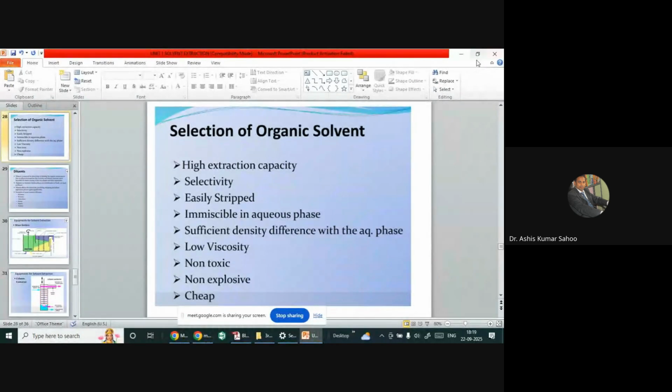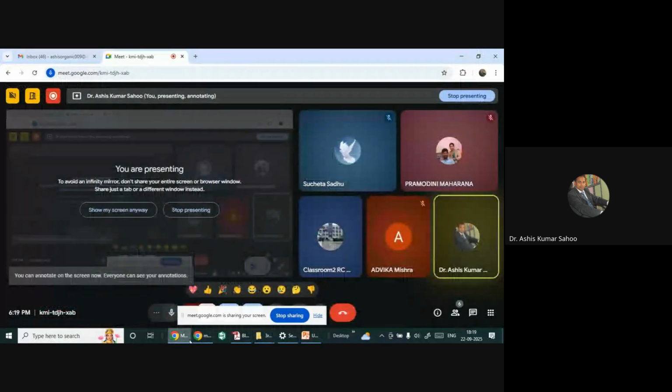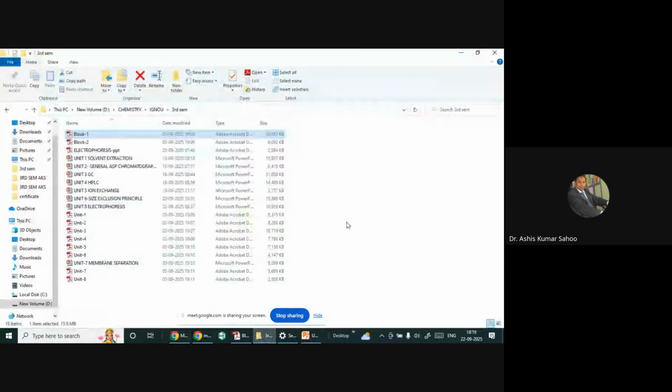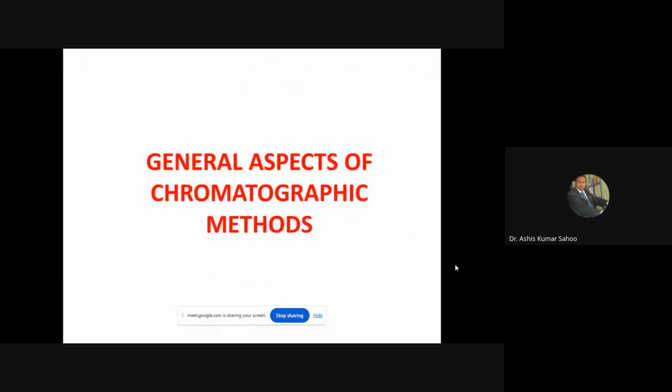So we'll go to the actual topic. In unit 1, these are the general aspects. In separation, we especially use chromatography, which is the main part of this unit.